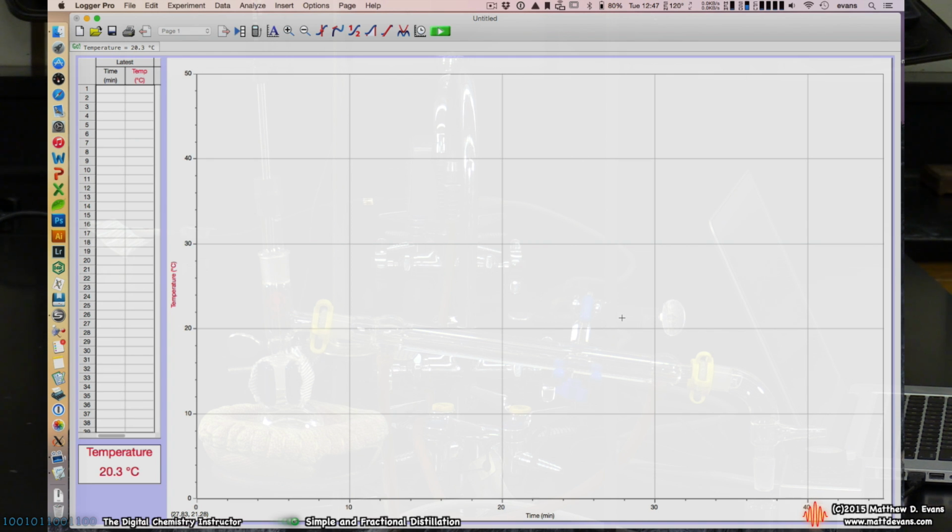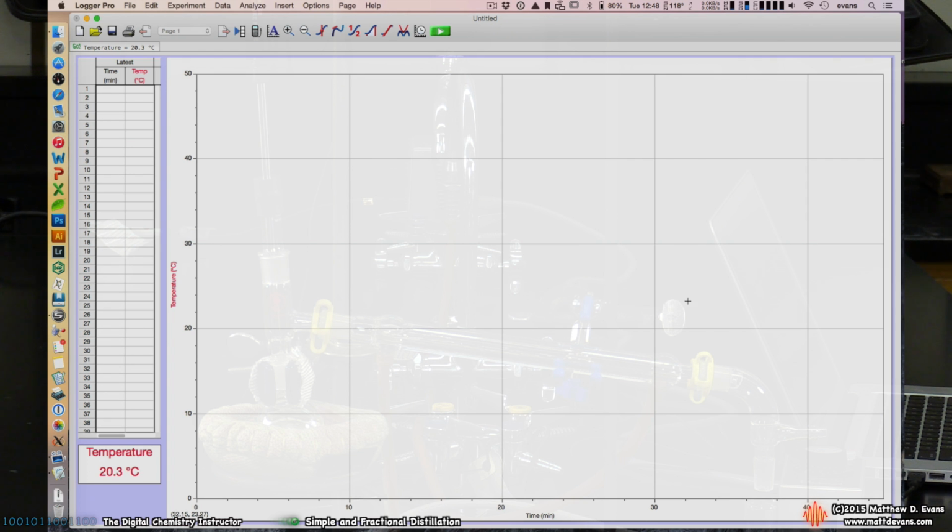Unlike what the procedure states, that we're going to collect a temperature point every milliliter of distillate that we collect, I just want to make this clear that if you're using a digital probe, we're going to do data collection by time rather than distillate collected. But either way, it's fine. We'll see a temperature profile.